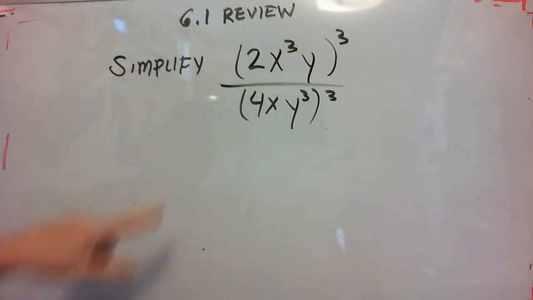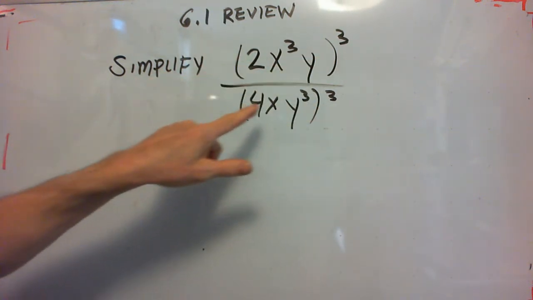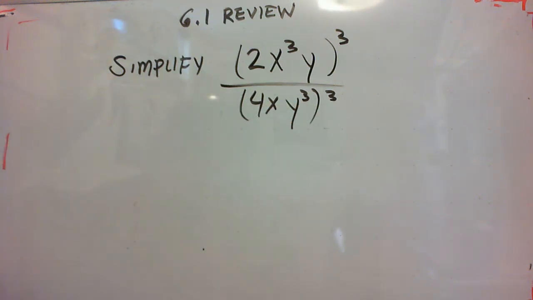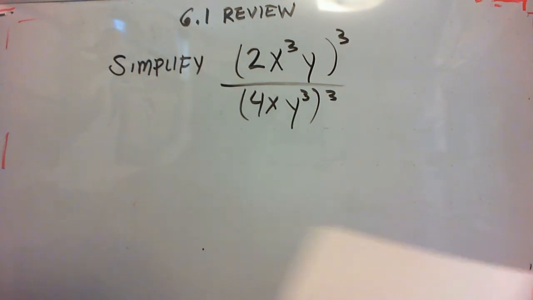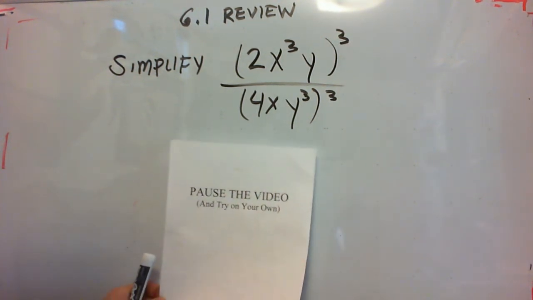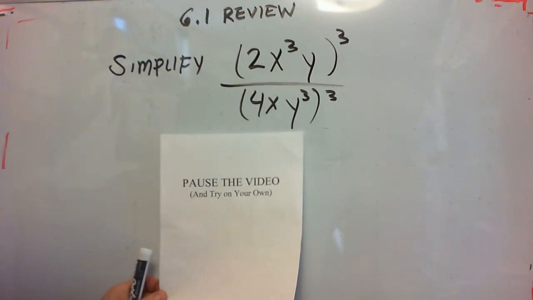So what you're going to do here is simplify the numerator, simplify the denominator, then divide the results. So see if you can do that on your own. Pause the video and try to simplify both numerator and denominator first, and we'll go from there.